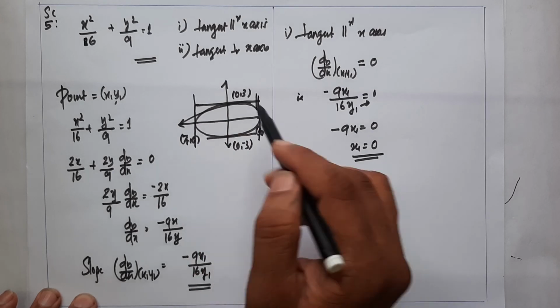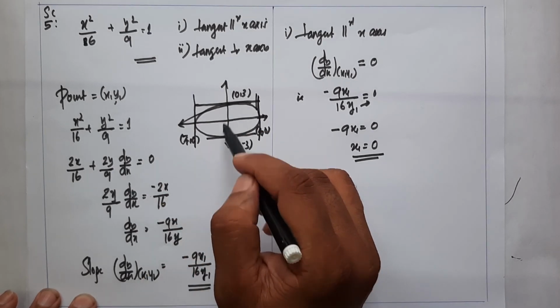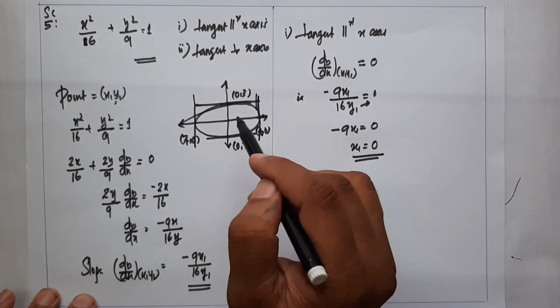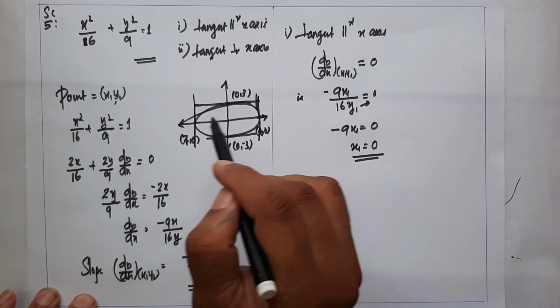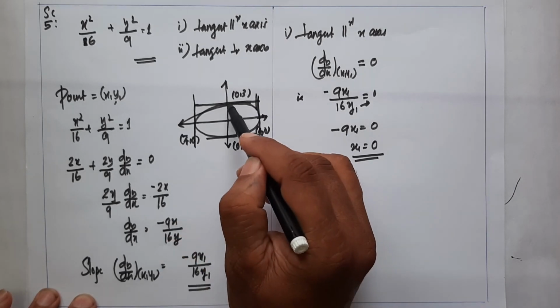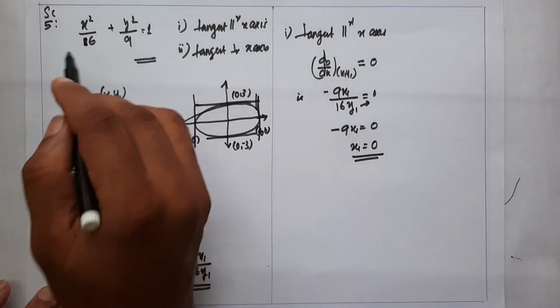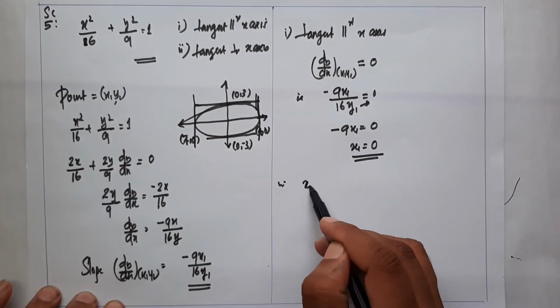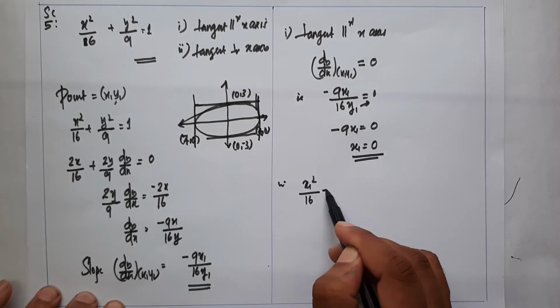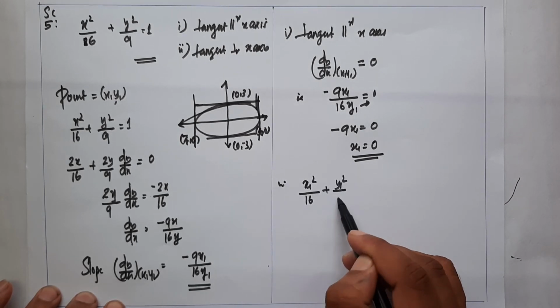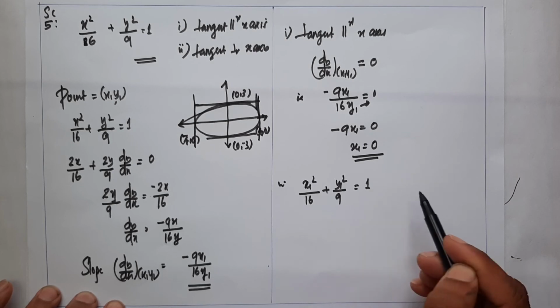x1 y1 is a point which is common to the tangent and the curve also. So actually x1 y1 satisfies the curve also. When x1 y1 passes through this curve, we get x1 square by 16 plus y1 square by 9 is equal to 1.